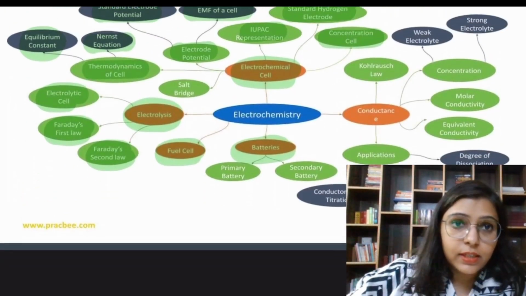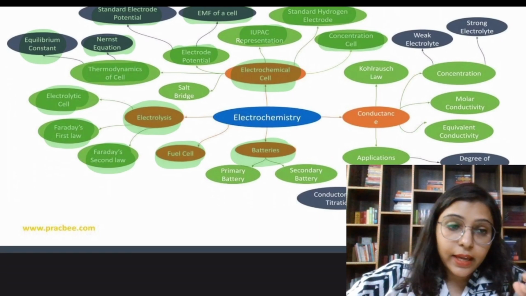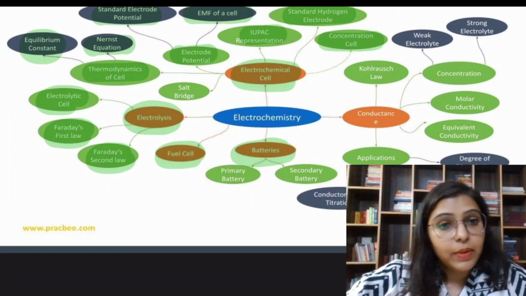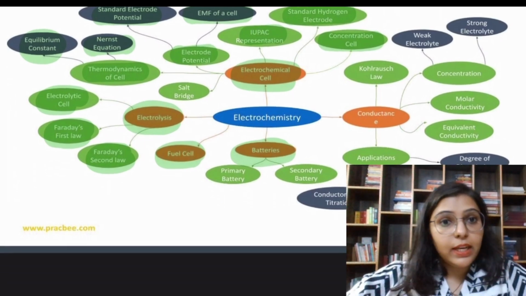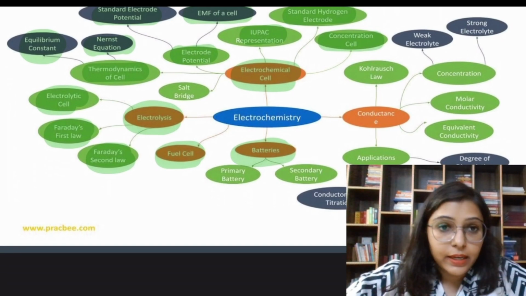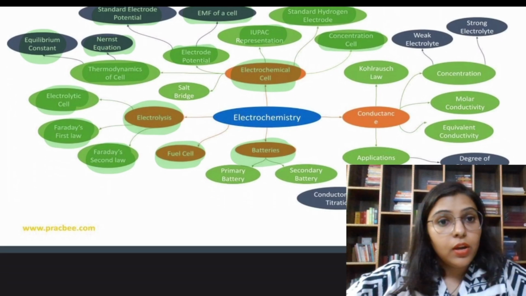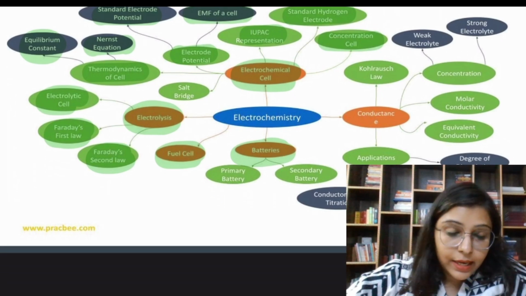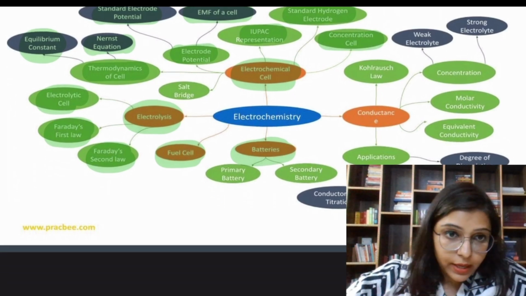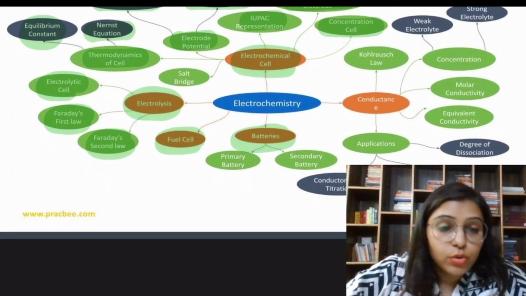Now we have conductance. So what is conductance? Conductance means the ability to conduct electricity, and we all know that electricity can be conducted in 2 ways, either by the motion of electrons or by the motion of ions. Electrolytic or ionic conductance is related to aqueous solutions. Electrolytes in water can conduct electricity because they can dissociate into their ions. So when they dissociate into ions, we have the concept of the degree of dissociation.